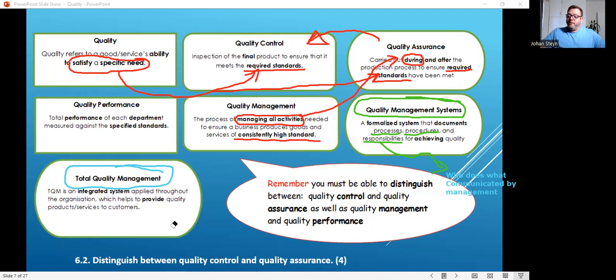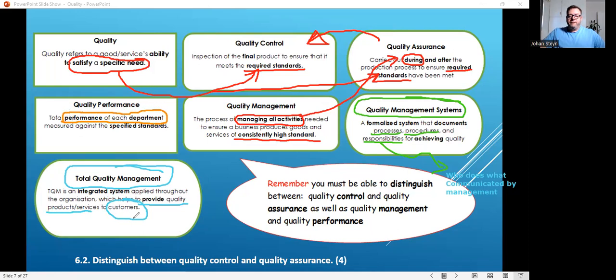Because, like I said at the beginning, you want to provide quality products and services, and who to? The customers. They are the important ones. Because you want to get to a point where the customers come back. But then, don't forget, in all of this, you need to look at what the performance of each department is.